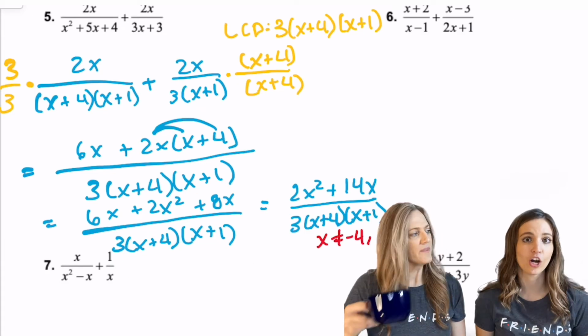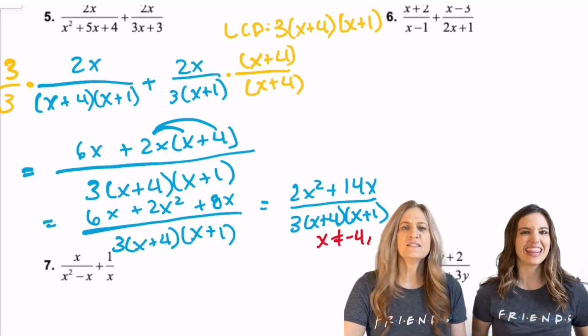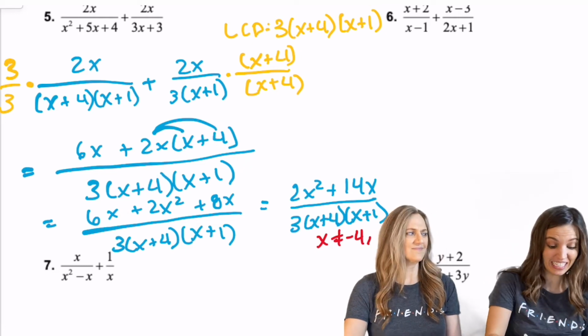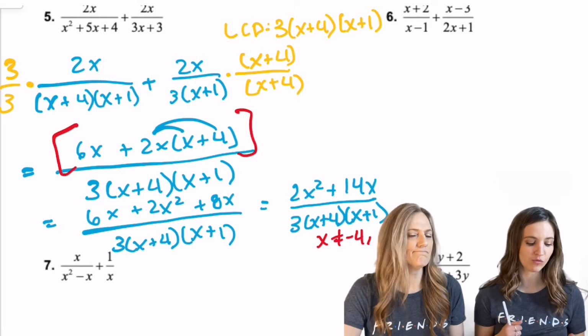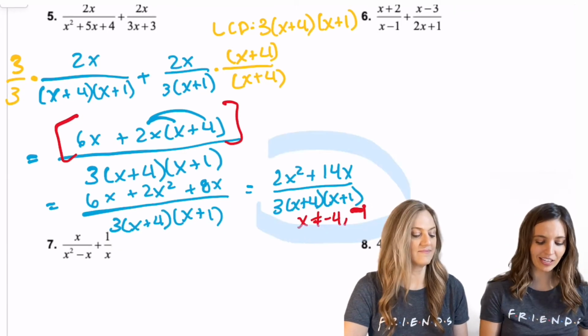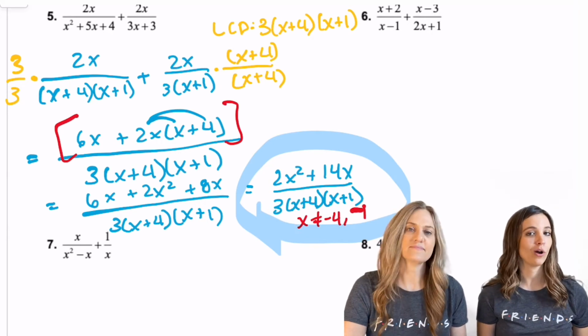Let's check your work here. Notice we did not divide out this x plus 4 and x plus 4 here. That numerator, it's all addition, so it's like in a big giant bear hug. We can't divide out that x plus 4. So that leaves us with this final answer. Don't forget to state those restrictions. X can't equal negative 4 or negative 1.